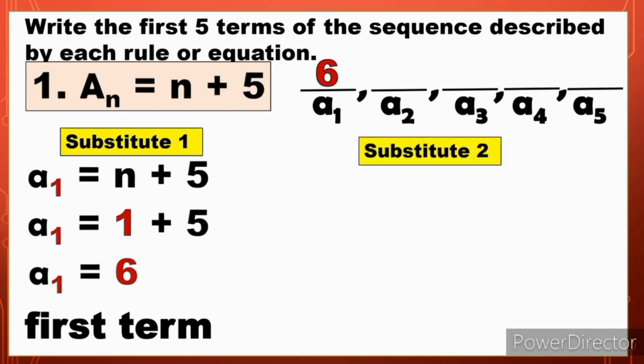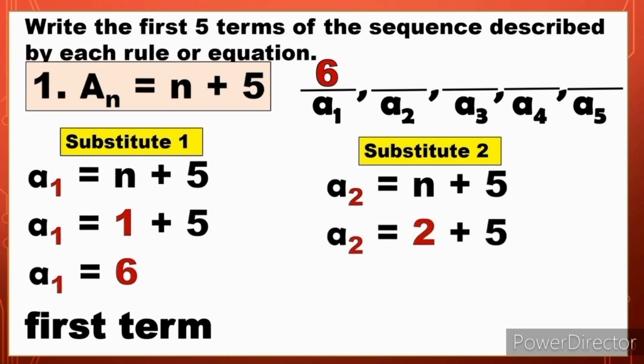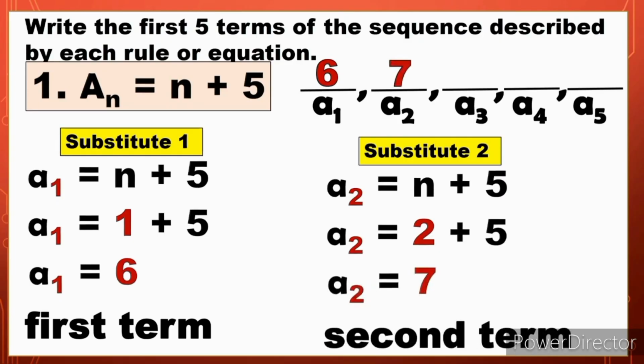Okay, next to find the second term, which is a sub 2, we substitute 2 doon sa n. So, a sub 2 equals n plus 5. So, given the rule, and then substitute 2 doon sa n. And then, a sub 2 equals 2 plus 5. And then, 2 plus 5 equals 7. So, a sub 2 equals 7, and that is our second term, 7.